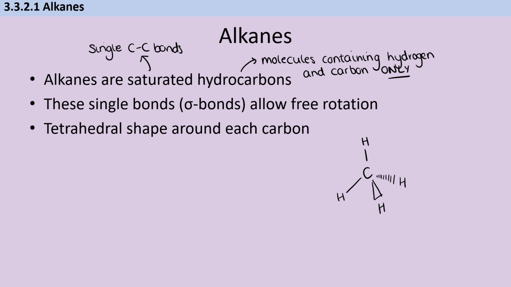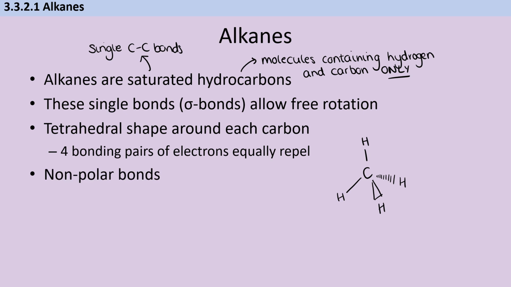Each of the carbon atoms in an alkane has a tetrahedral shape around it, and this is because each one of those carbon atoms has 4 bonding pairs of electrons, and these are going to equally repel each other and therefore try to push apart to be as far apart as possible, and this will give a bond angle of approximately 109.5 degrees. The molecule is nonpolar because the bonds are relatively nonpolar, and this is because there is similar electronegativity from both hydrogen and carbon.